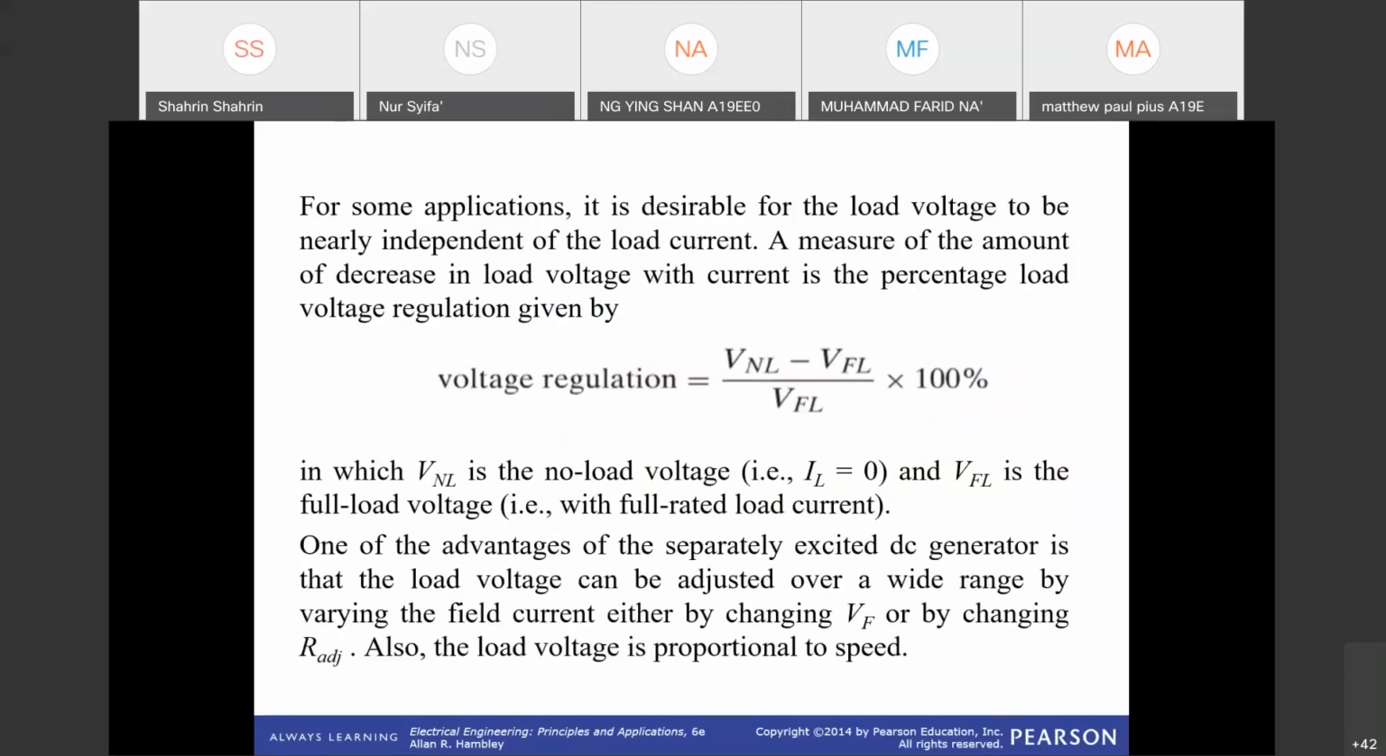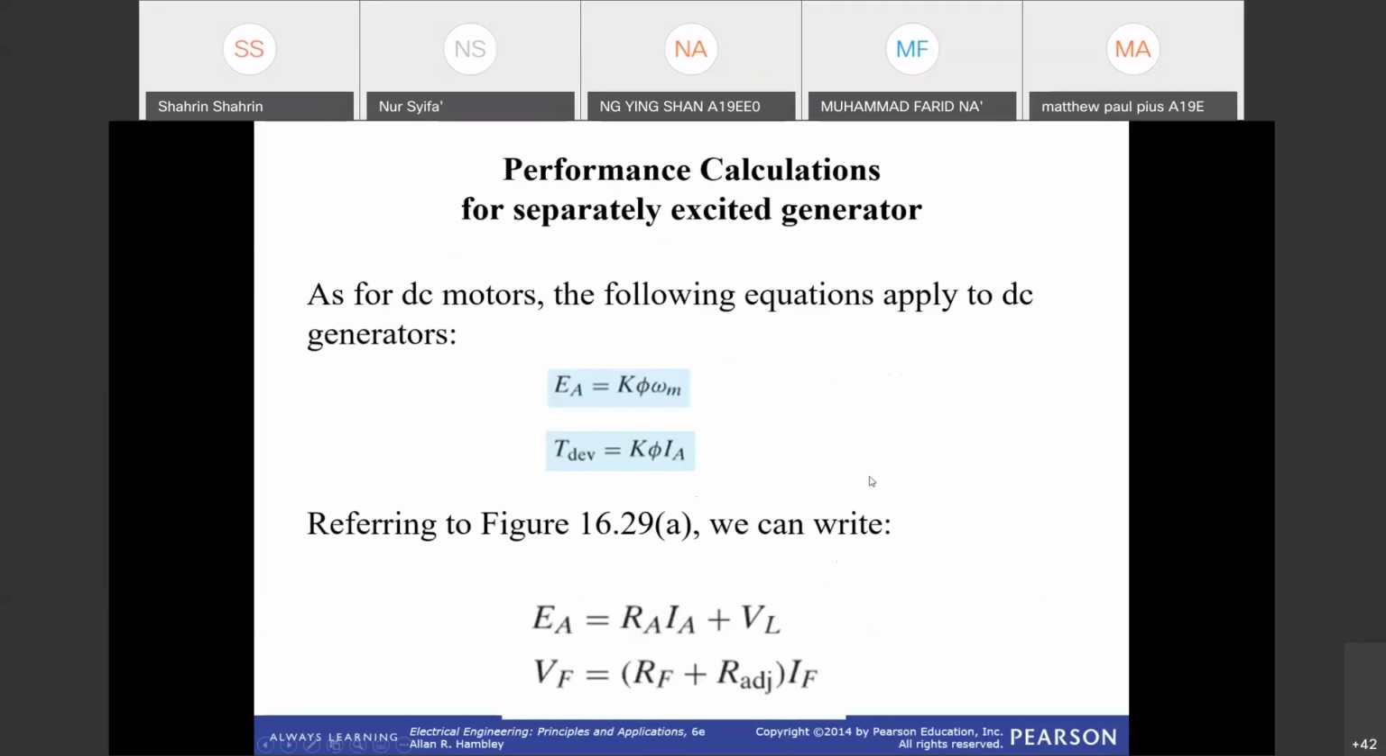And then the same performance criterion, we need to use what we call the voltage regulation: V no load minus V full load over V full load, where V no load is the value when I load is equal to 0. For the performance calculation, you can use this equation. We can still apply the DC motor equations to the DC generator.